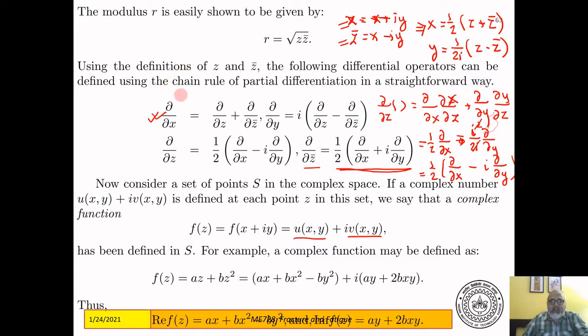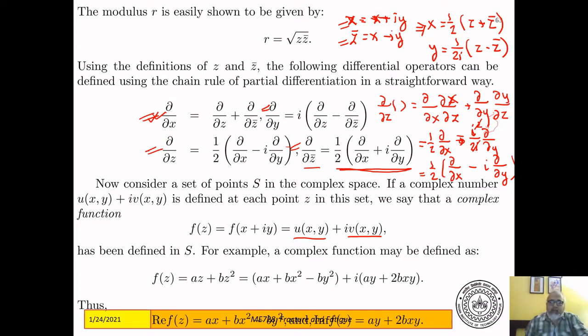So these are used when a function is given in terms of x and y and we want to derive its z derivative and z bar derivative. And when a function is given in terms of z and z bar and we want to derive its x and y derivatives, these are the expressions that we use.